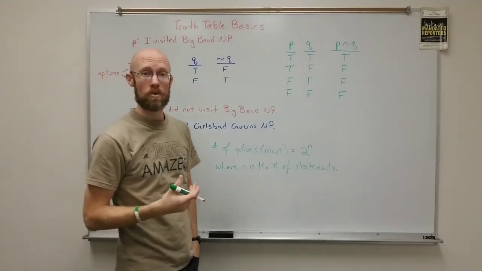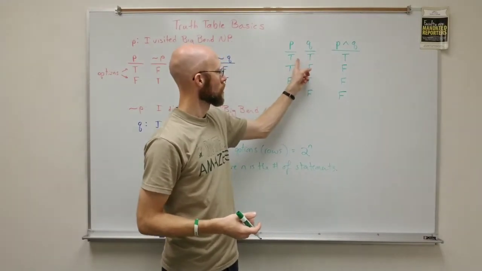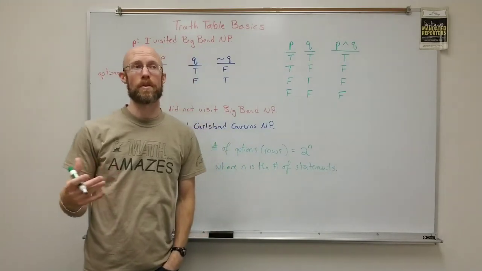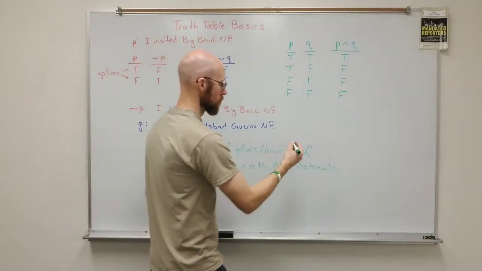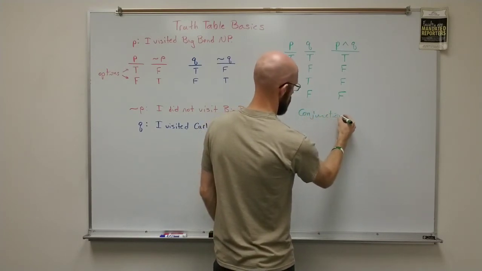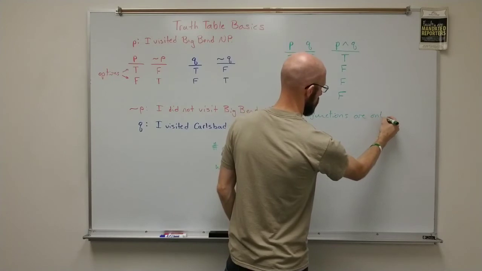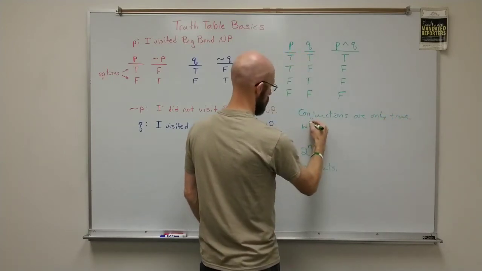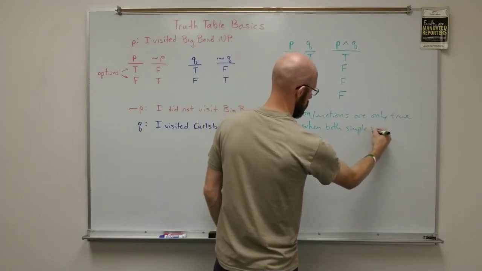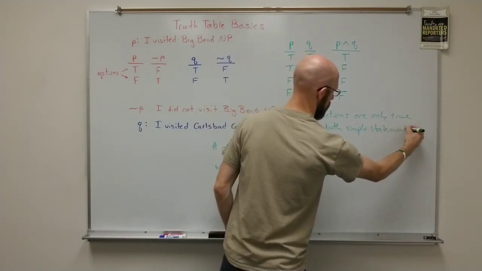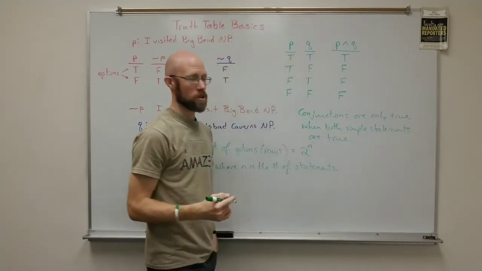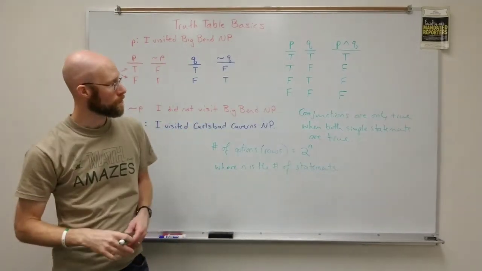So conjunctions are only true when both of the simple statements are true. Okay, conjunctions are false all the rest of the time.